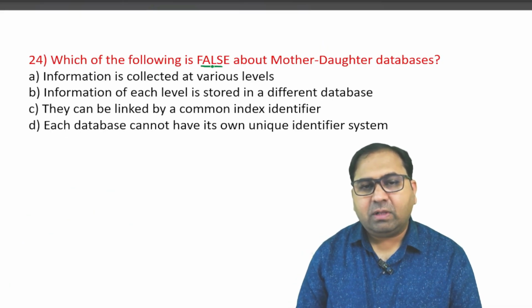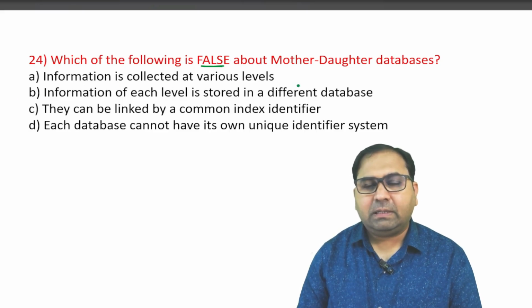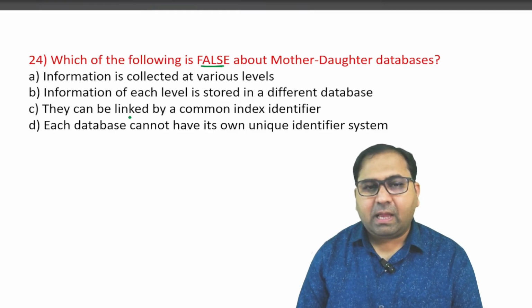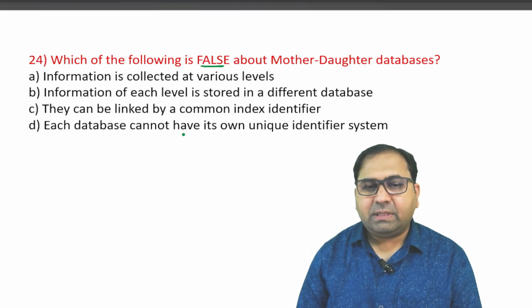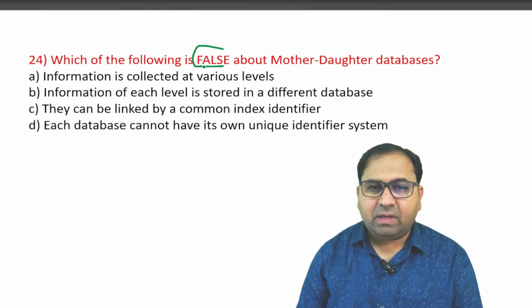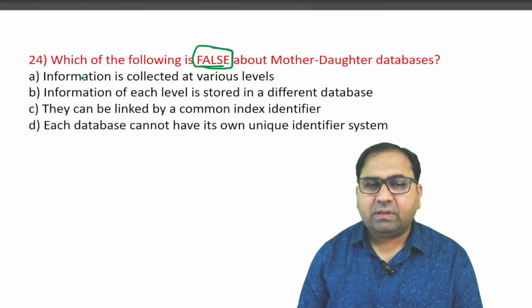Which of the following is false about mother-daughter database? The options are A, information is collected at various levels. B, information of each level is stored in a different database. C, they can be linked by a common index identifier. Or D, each database cannot have its own unique identifier system. So which is false they have asked. Let us see the options again.